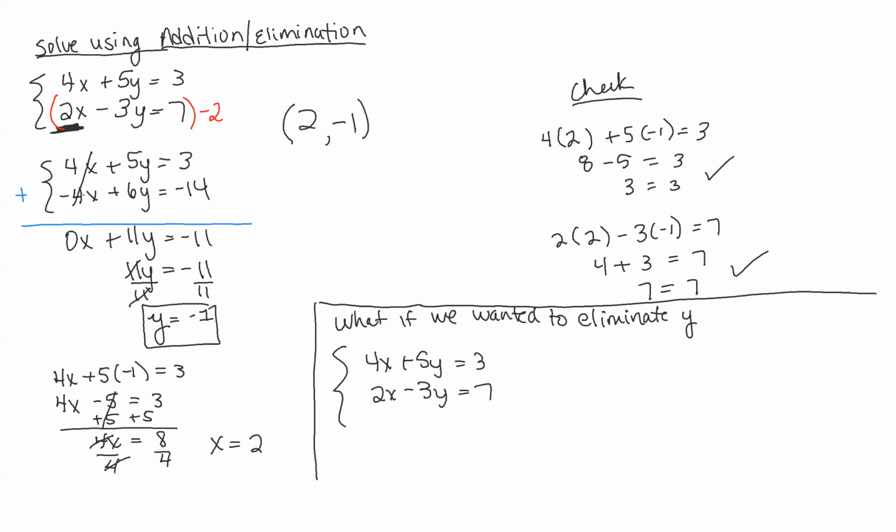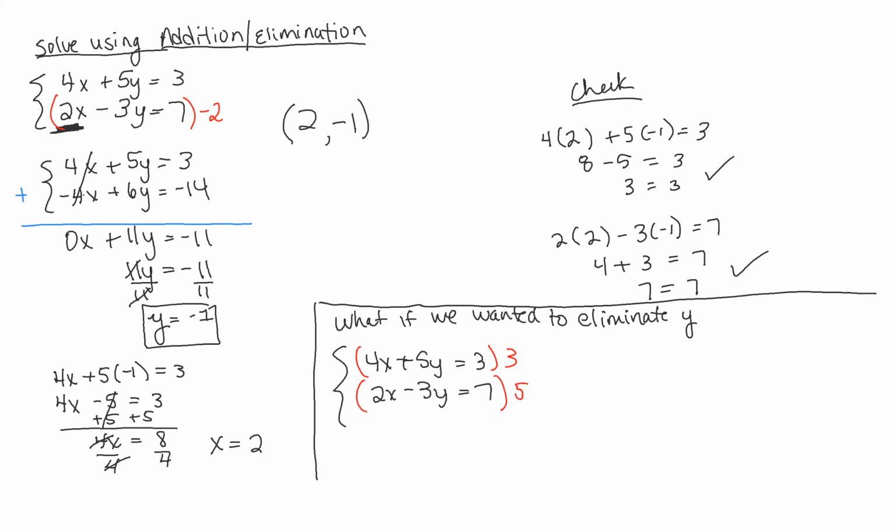And you were like, I want to get rid of the y's. What you would do is you would look at the coefficients of the y's, 5 and 3. What is the smallest number that 5 and 3 divide into? Well, that would be 15. So what would I do to turn 5y into 15? I would multiply the entire equation by 3. And then if the coefficient on the first y is 15, the coefficient on the second y would have to be negative 15. So what would I do to get the second equation to have a coefficient of negative 15?